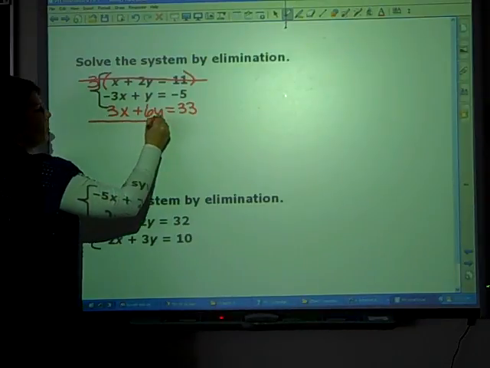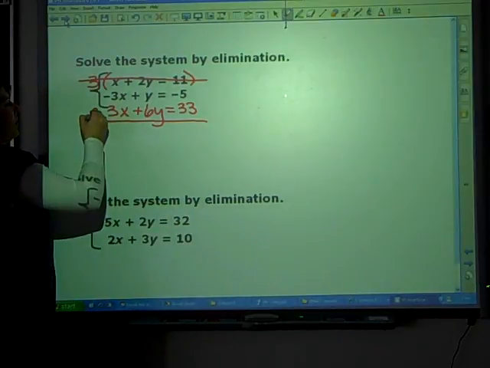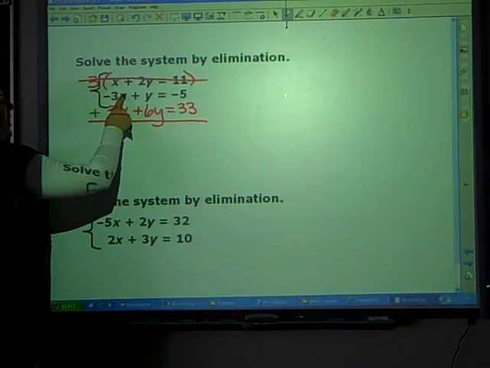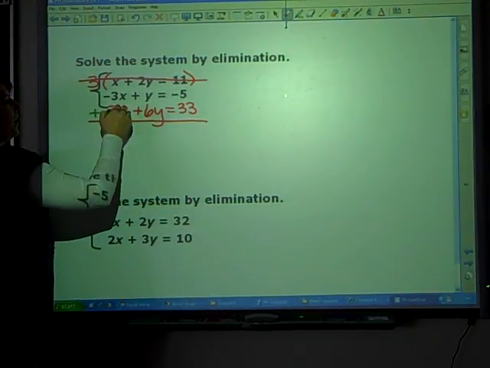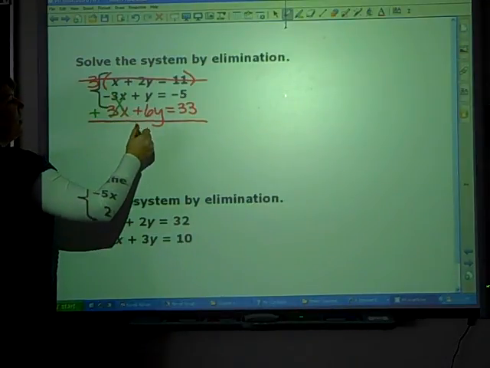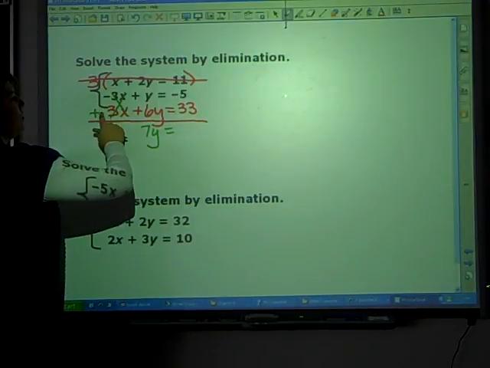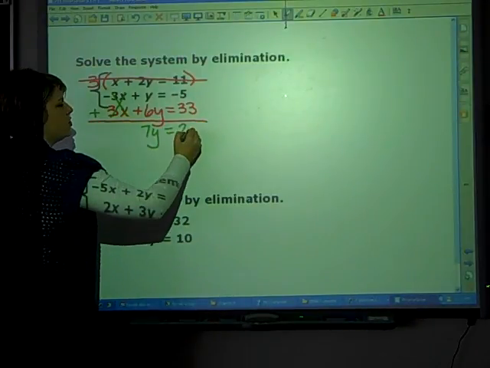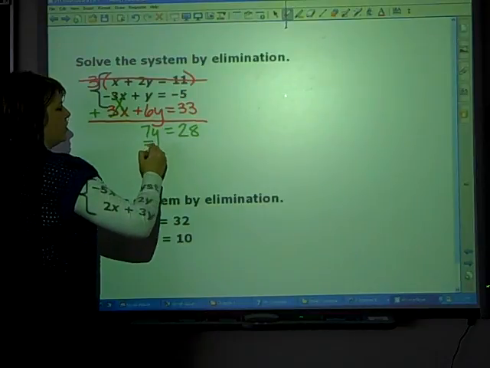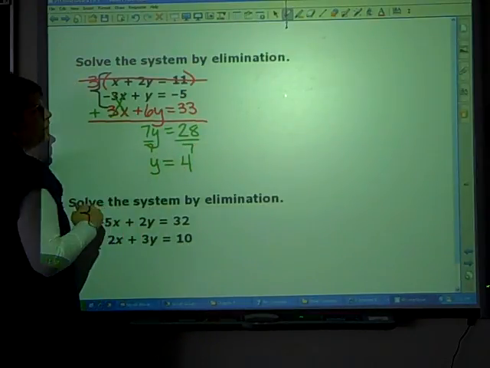Does it matter what order we add things in? Hopefully you said no. So I'm going to go ahead and add them together now. Negative 3x plus 3x cancels those out. y plus 6y is going to give us 7y. Negative 5 plus 33 is 28. So that means when we divide by 7 on each side, y is going to equal 4.